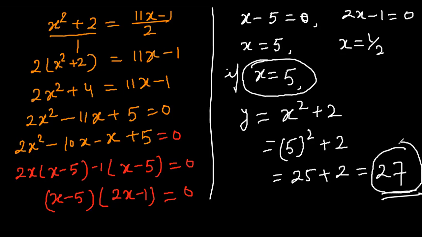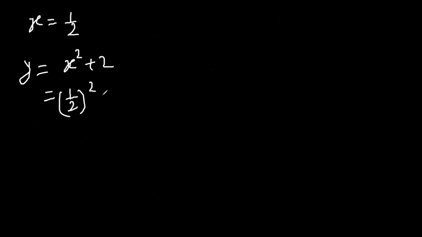We can get the other answer also when x is equal to half. So let's do it in the next page. Now x is equal to half means y is equal to x squared plus 2, 1 by 2 squared plus 2, 1 by 4 plus 2. That is 2 and a quarter.